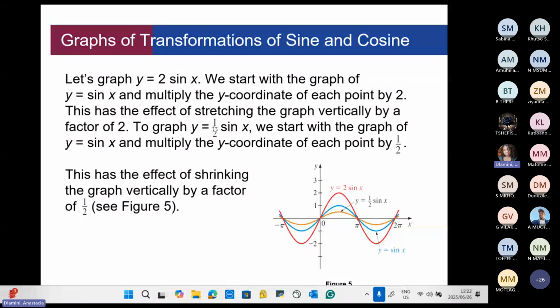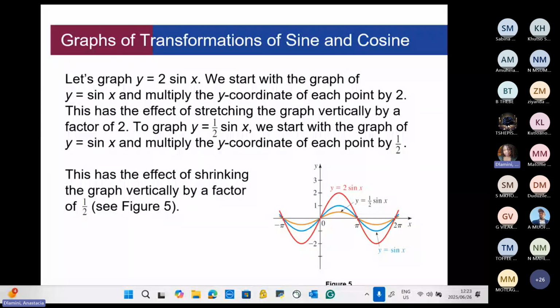On drawing it, isn't it? Yes, ma'am. Thank you. Let's graph y is equal to sine x. We start with a graph of y is equal to sine x, then we multiply all y values by a factor of 2. Do you understand that one, guys? You understand what they're saying? Okay, good. This has the effect of stretching the graph vertically by a factor of 2.